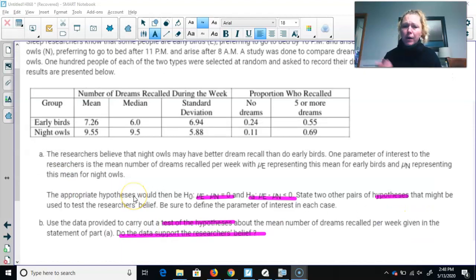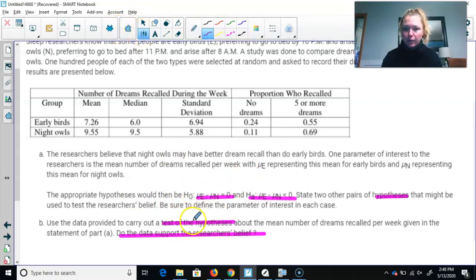The appropriate hypotheses would be H0: mu of E minus mu of N is equal to 0. Now, real quick, I know you're not used to that. We do ours like this: mu of E, or mu of 1, is equal to mu of N, okay? Now, don't panic if you see something like this on the test. Just use simple algebra and you could think, if I add this to the other side, that's what we normally do. Same thing here, right? We add this to the other side. I get mu of E is less than mu of N.